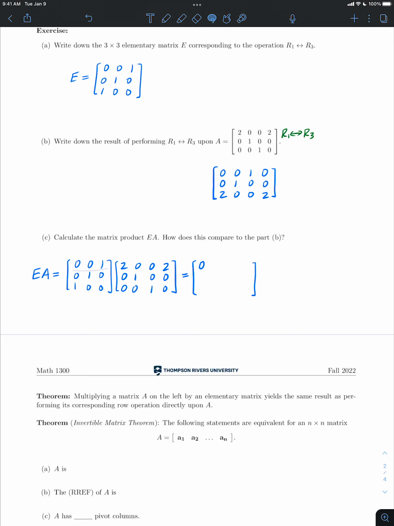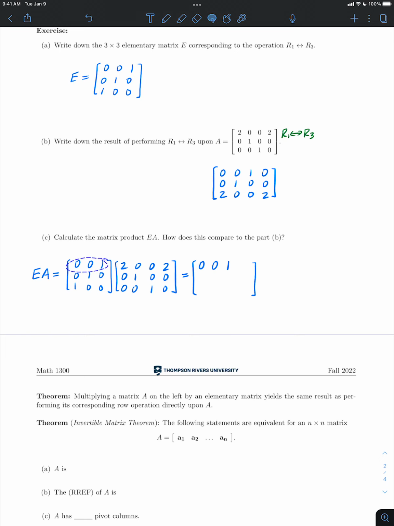So I'm going to have row 1 and column 2. So 0, 0, 1, and 0, 1, 0. So I just have 0 times 0, 0 times 1, and 1 times 0. Those all add up to 0 again. Okay, next element of this row. So 0, 0, 1, 0, 0, 1. So I've got 0 times 0, 0 times 0, and 1 times 1. So that's going to add up to 1.